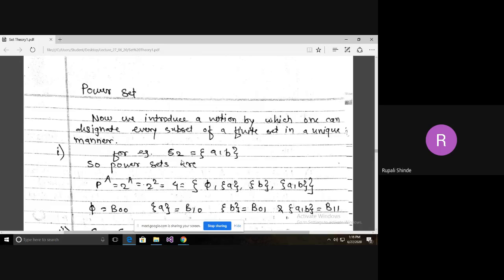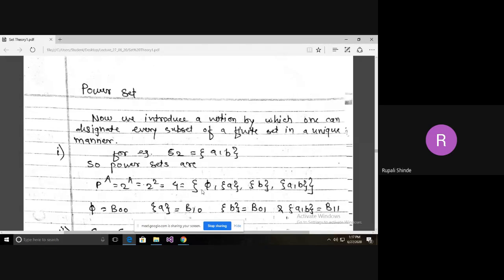Can anybody tell how many elements would be there in the power set of this S2? Yes. In the last lecture we have seen the formula to find the number of elements in a power set, and that formula is 2 raised to n. Consider n as the number of elements in this set. Here those elements are 2. That's why 2 raised to 2, which equals 4.